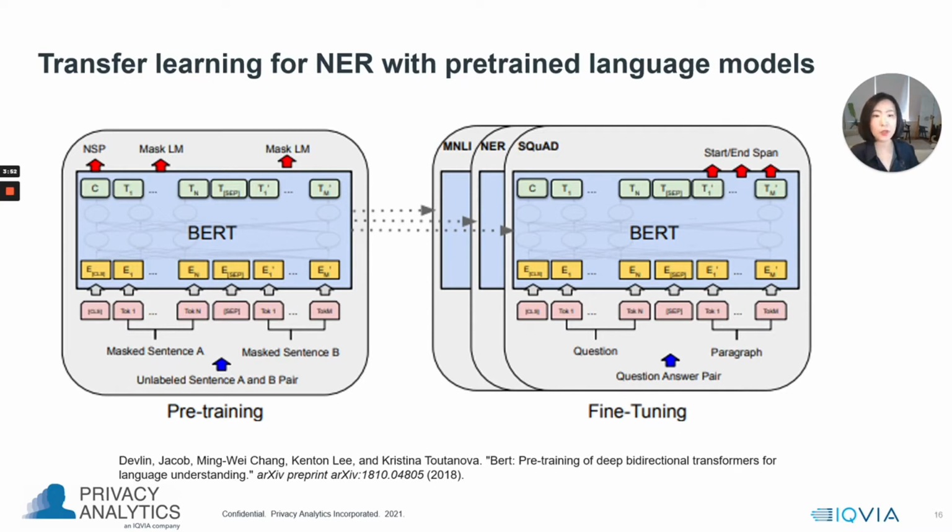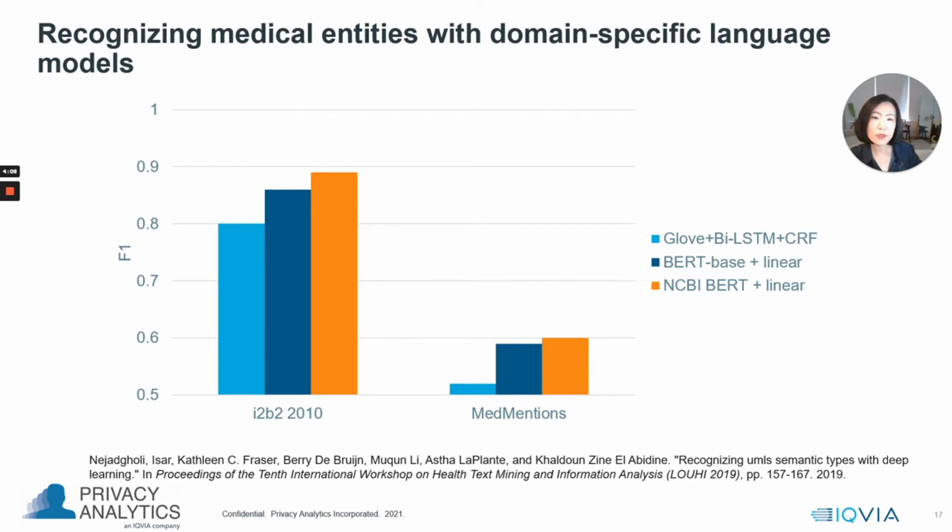In our case, for example, we could use a technique called fine-tuning to transfer knowledge from pre-trained language models and apply the knowledge on our own named entity recognition task. Now, through experimenting with different types of pre-trained models, we found that domain-specific language models, in our case, models pre-trained with medical data, could help us achieve better performance compared to other more generic pre-trained models.